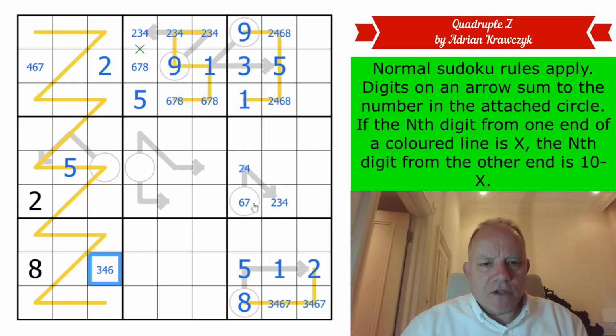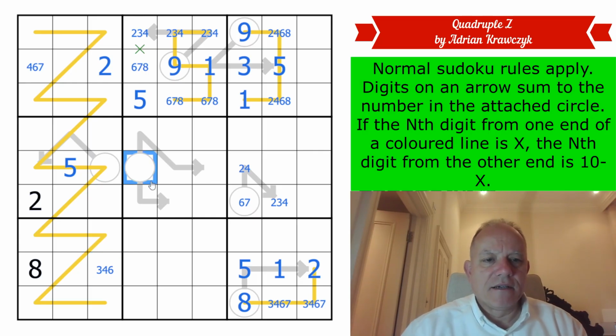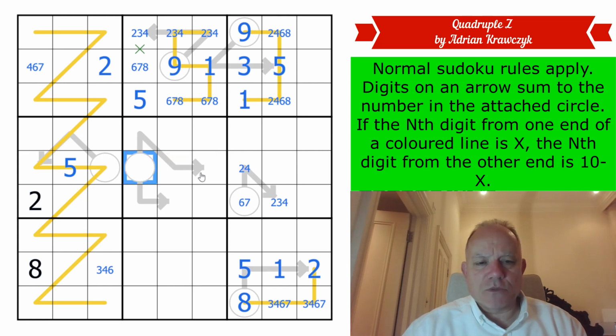Now, the arrows have constantly been the most helpful thing, and I've just seen this one. Now, for there to be 5 digits that add up to twice that, that's what's going on here, because you've got one set of the circle there and another there. This has to be 8 or 9.